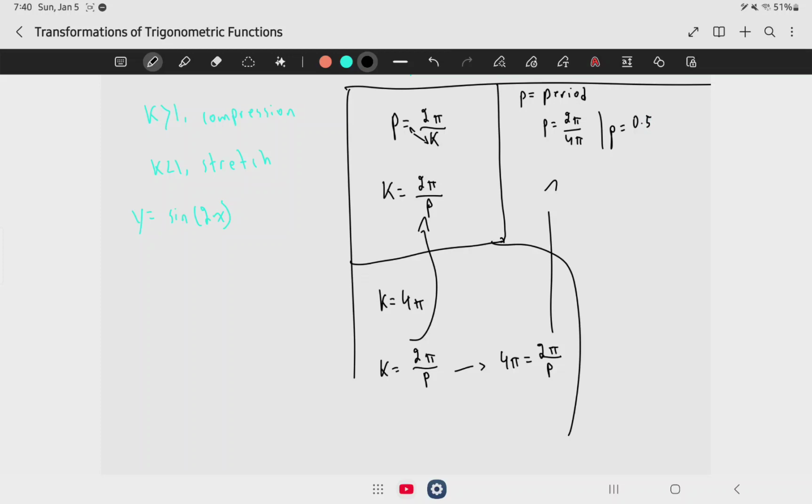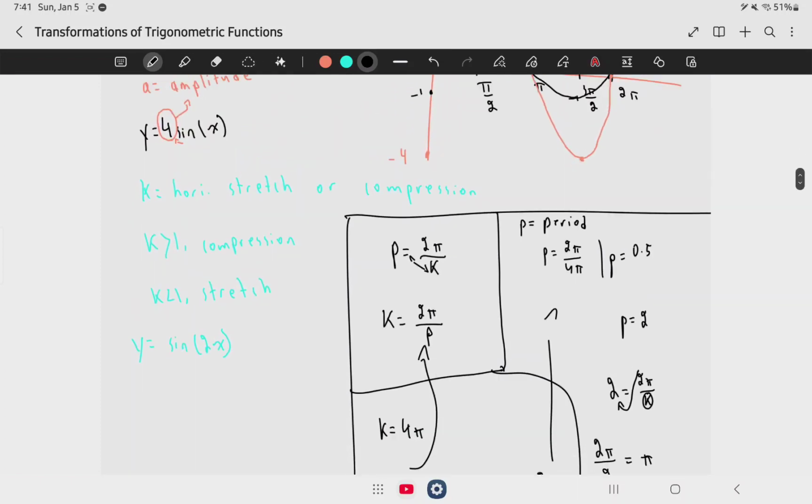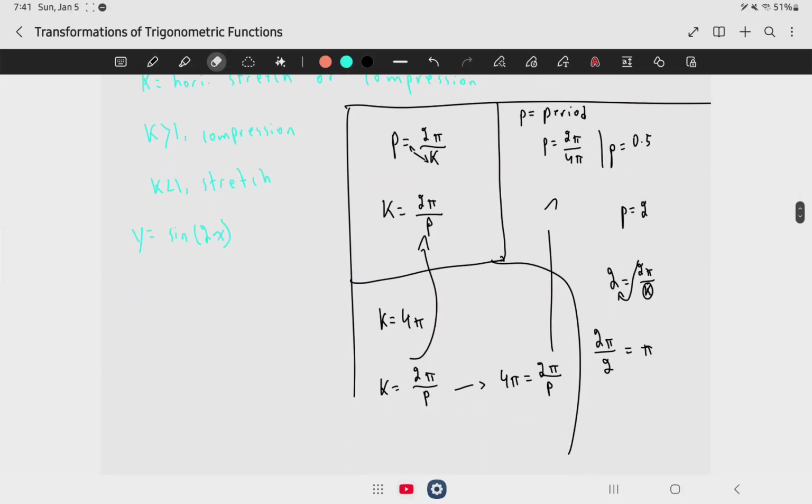And then the same thing can also be done the other way. If they say that the period is 2, then you can find your k value if you plug in 2 for p. So you have 2 equal 2 pi over k. That means k is equal to 2 pi divided by 2, which is just equal to pi. So that's your main horizontal and vertical stretches and compressions.